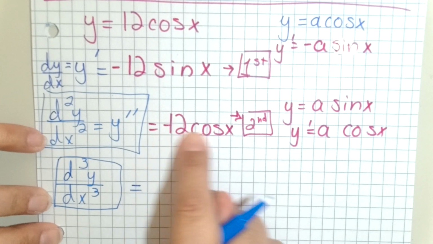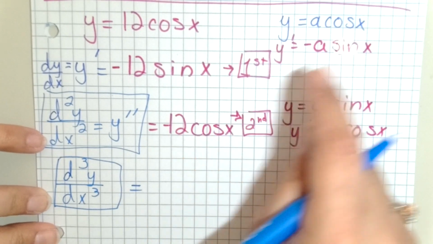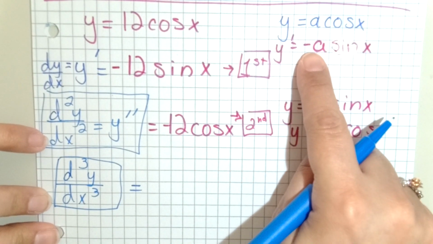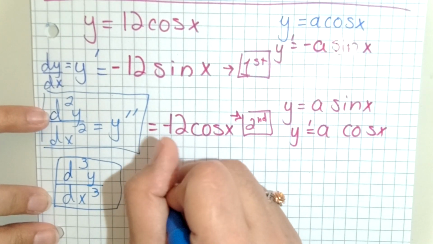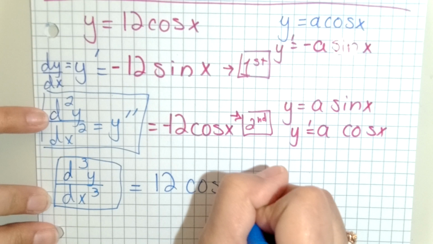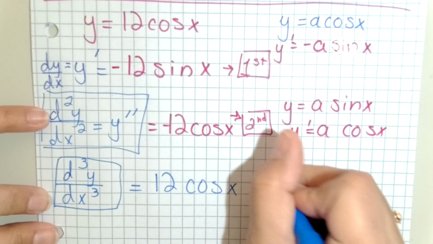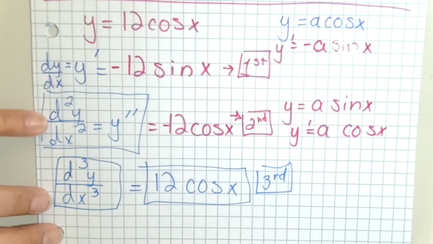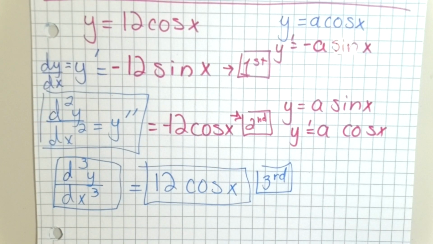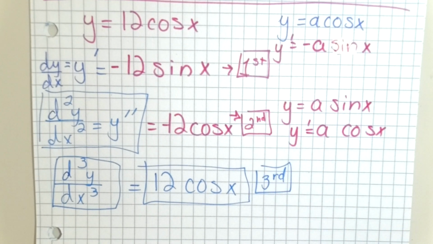So I'm going to take the derivative of negative 12 cosine. I'm going to go back here. I need to change the sign because it becomes opposite. So that becomes positive 12 cosine x. And this is my third derivative, and I'm done. I found my second derivative and my third derivative. Questions?